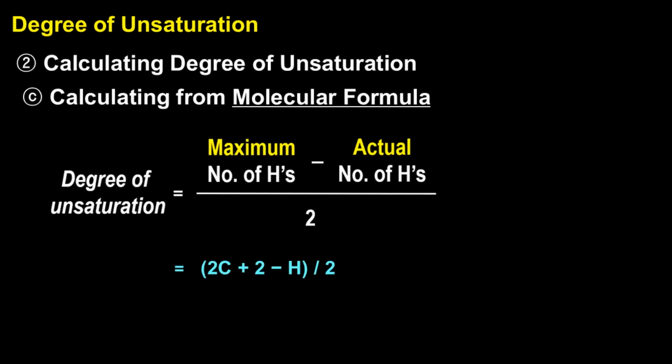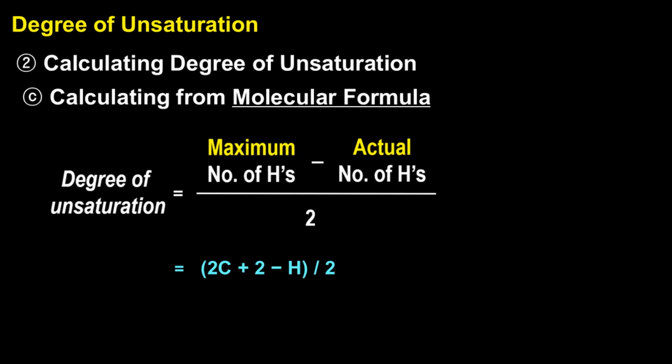Now let's take a look at how we actually calculate the degree of unsaturation from a molecular formula. Here's the basic idea. We're comparing how many hydrogens a molecule should have versus how many it actually has. If it's fully saturated, like an alkane, it follows the rule CnH2n plus 2. That gives us the maximum number of hydrogens. So here's the formula we use. Maximum number of hydrogens minus the actual number, then divide by 2.